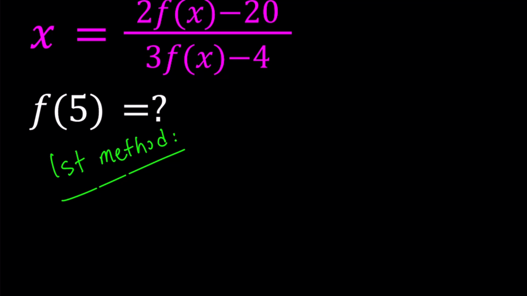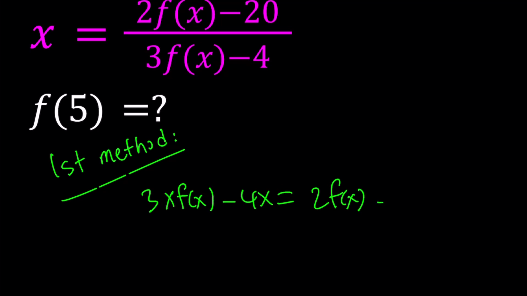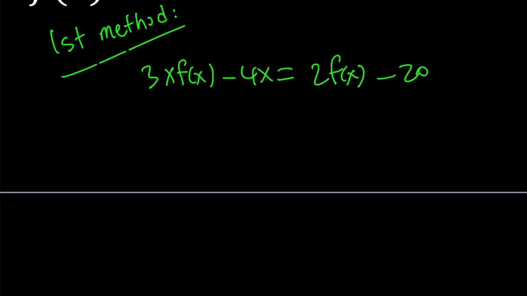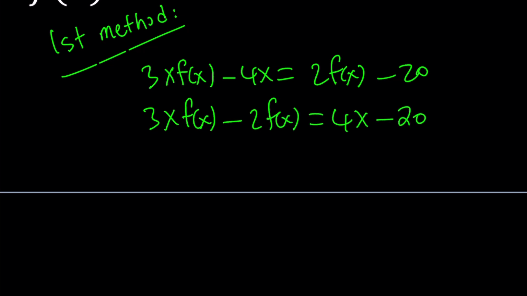Multiply x by 3f of x: 3x f of x minus 4x equals 2 times f of x minus 20. That comes from the original equation, right? Now let's put the terms that have f of x in them on the same side and everything else on the other side. So 3 times x f of x minus 2f of x equals 4x minus 20. So I'm going to present two methods and then show you a graph at the end.